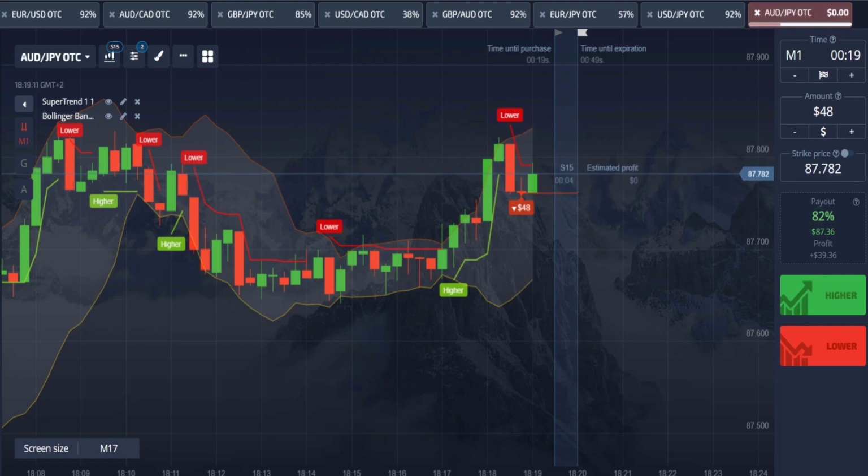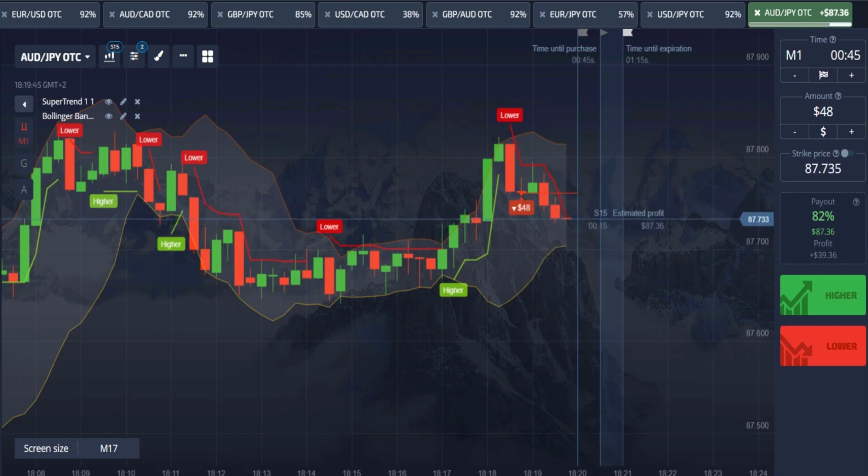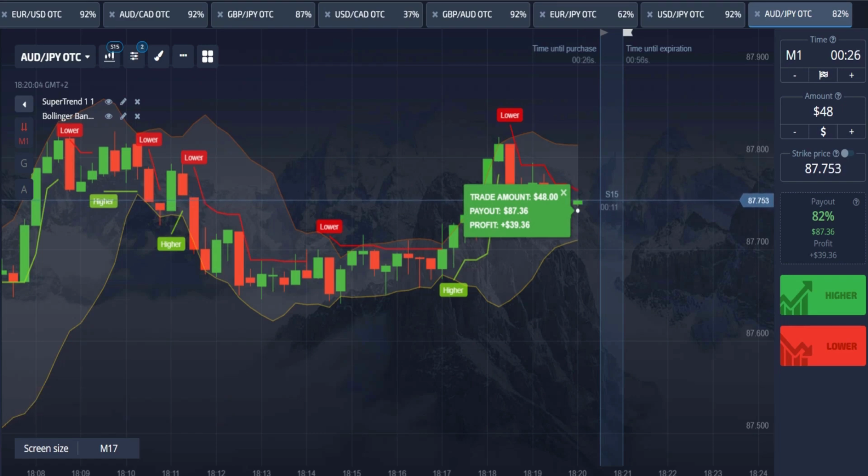Now let's wait and see how this trade performs. Will it be another win? Stay tuned to the end for the indicator settings so you can set this up yourself. We've won this trade too.